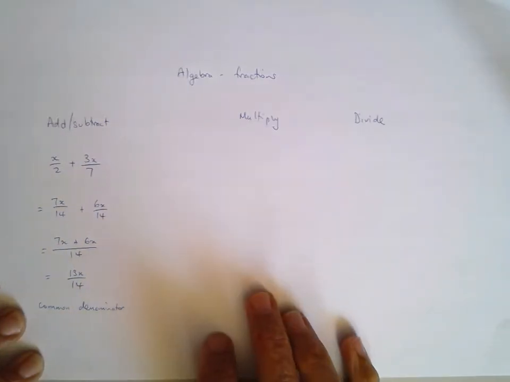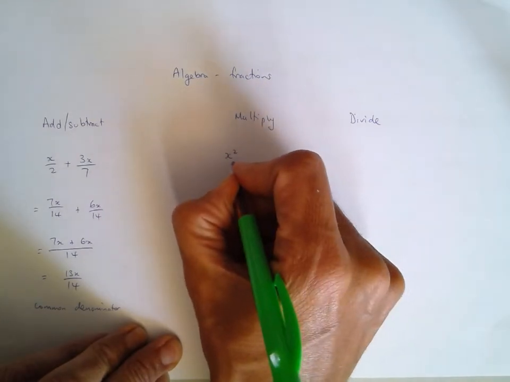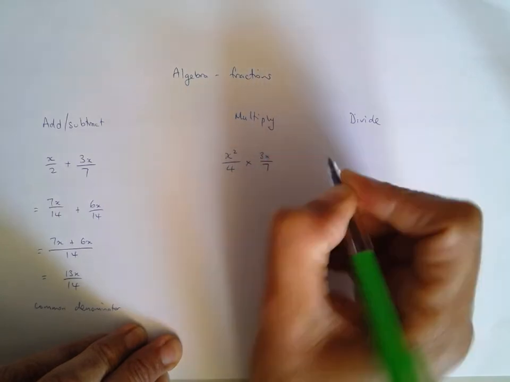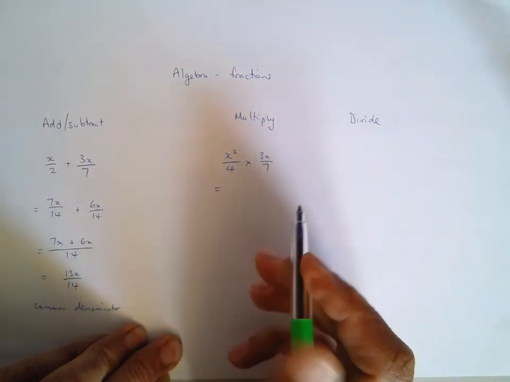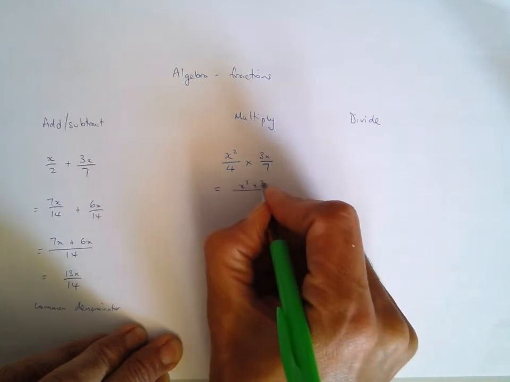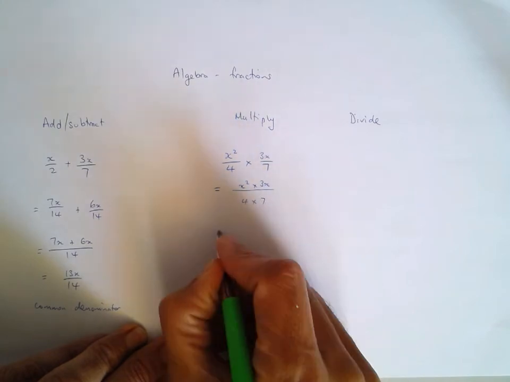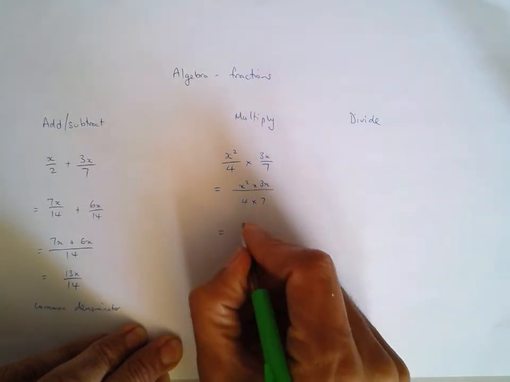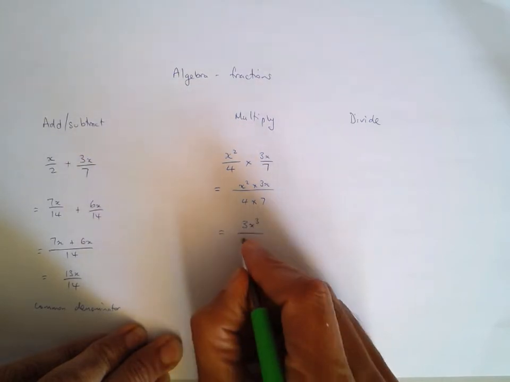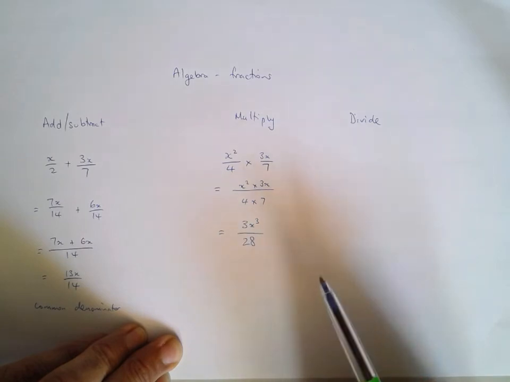When we're multiplying, multiplication of fractions in algebra is the same as with number. Remember, we multiply two fractions together, we're just going to multiply the numerators, x squared times 3x, and multiply the denominators, 4 times 7. Then x squared times 3x is 3x cubed over 4 times 7 is 28. It's important to remember here we've got to simplify if we can.